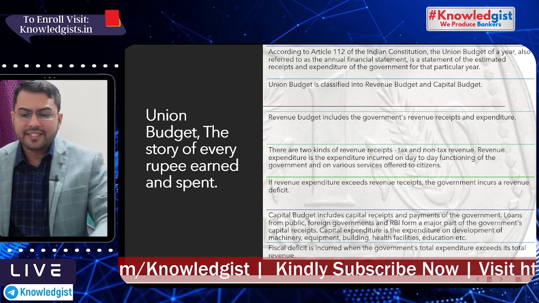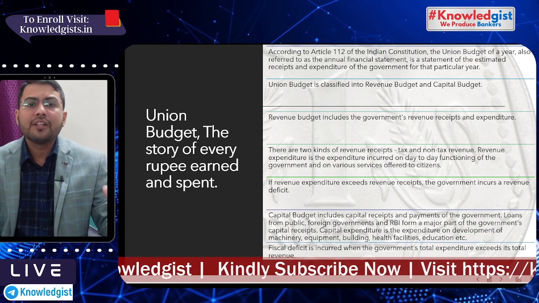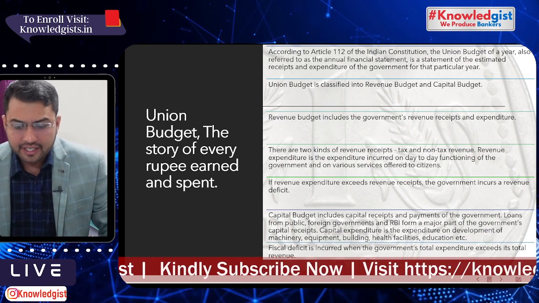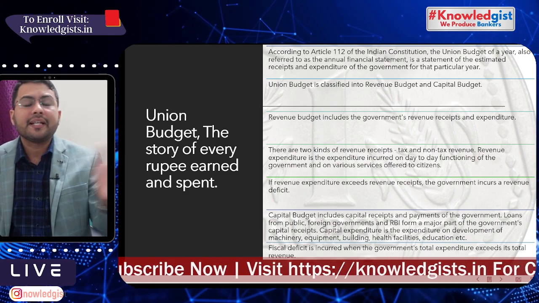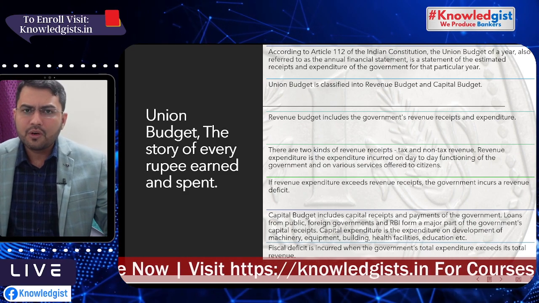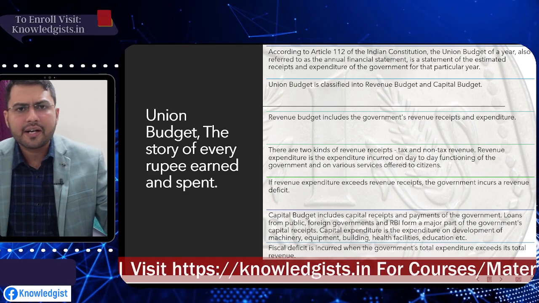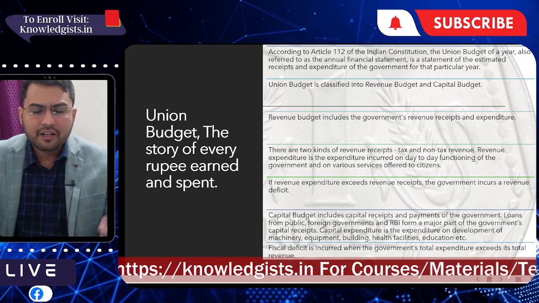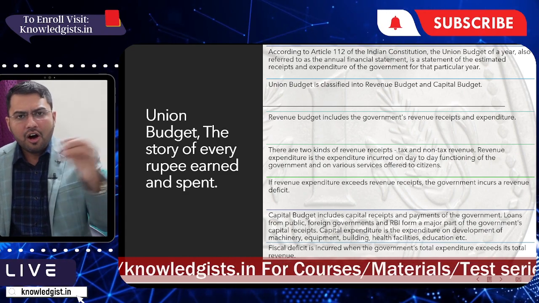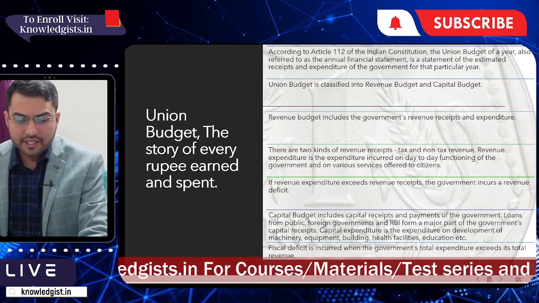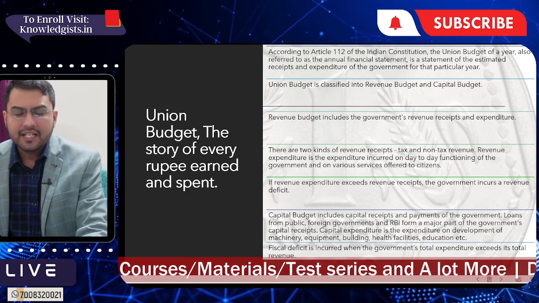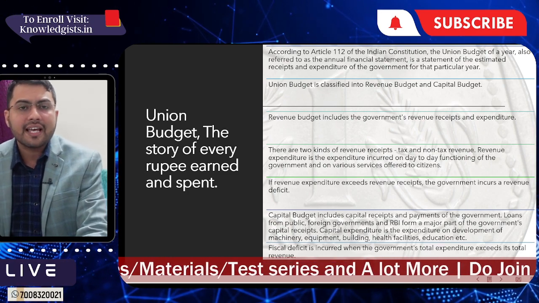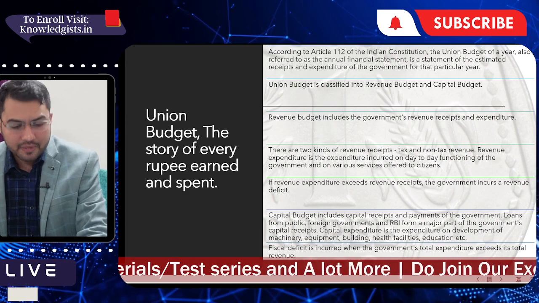Revenue expenditure is the expenditure incurred on the day-to-day functioning of the government and on various services for the citizen, like DBT, direct benefit transfer, new government initiatives, credit guarantee fund trust. They have allocated a corpus for credit guarantee trust. All that is called revenue expenditure. If the revenue expenditure exceeds the revenue receipt, the government incurs a revenue deficit.